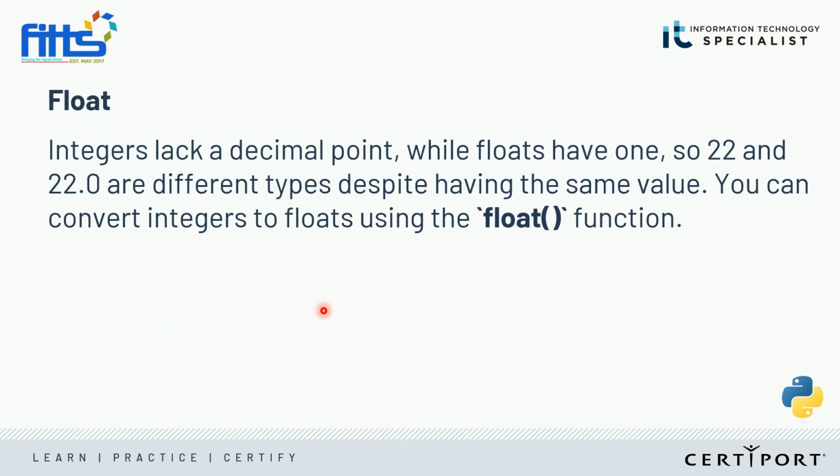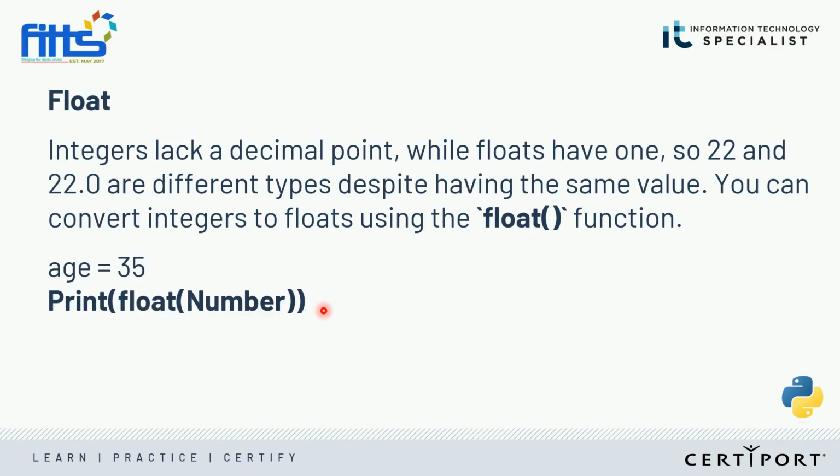So integers lack a decimal point, while floats have one. So 22 and 22.0 are different types despite having the same value. You know, oh, 22 is the same as 22.0, but when it comes to data types, they are different. So you can convert integers to floats using the float function. It's as simple as that.